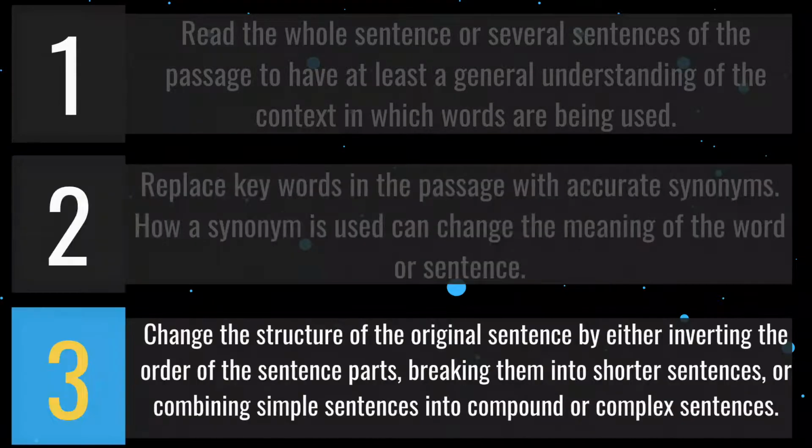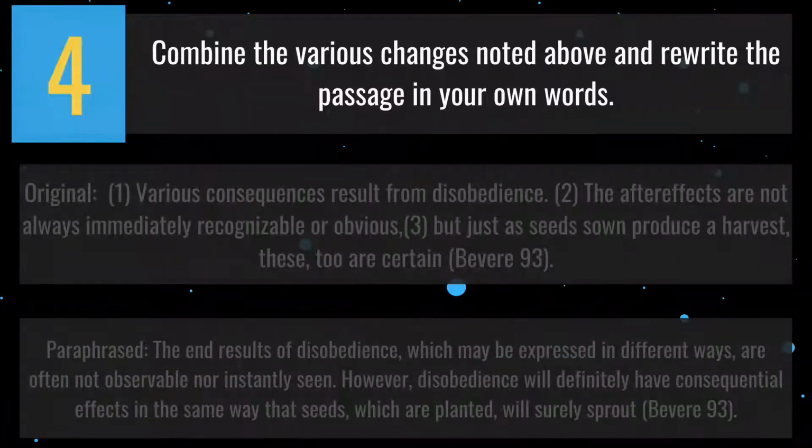Step 3. Change the structure of the original sentence by either inverting the order of the sentence parts, breaking them into shorter sentences, or combining simple sentences into compound or complex sentences. Step 4. Combine the various changes noted above and rewrite the passage in your own words.